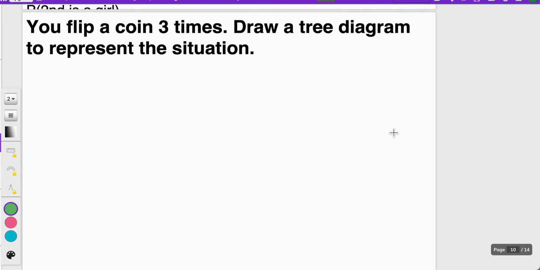You flip a coin 3 times. Now we're going to do 3 levels of tree diagrams. Draw a tree diagram to represent the situation. So when you flip a coin, you can land on heads or tails. This is one flip. Both of these are half.